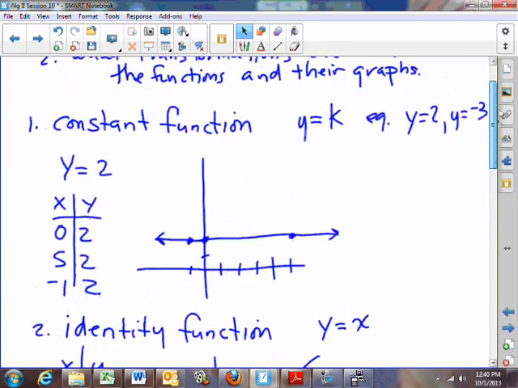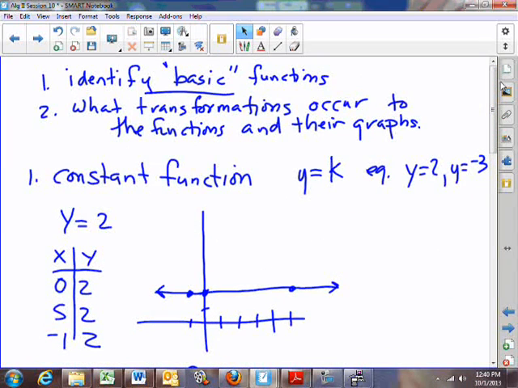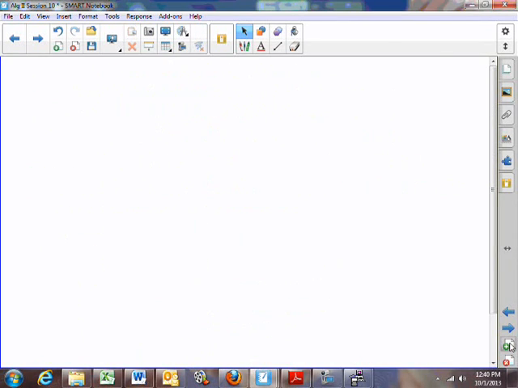Now what we're going to do is define some transformations, or look at certain things we can do to the expressions for these functions and what happens to their graphs, or how the graphs are transformed when we do some basic things to the equations for these functions. All right, so let's start. The first one that we want to look at is translations.